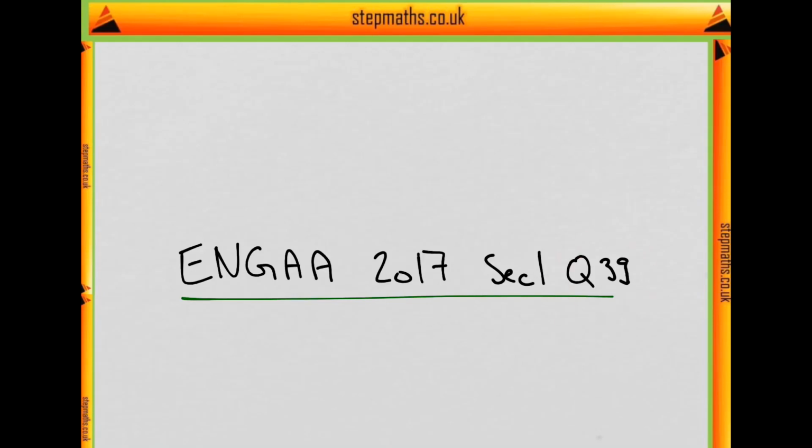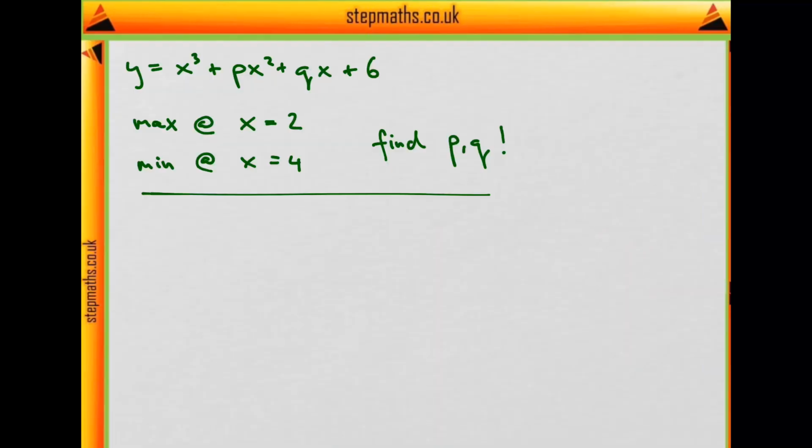This is question 39 from the 2017 exam. In this question, we are given a cubic polynomial with two unknown constants, p and q, which we have to determine using the fact that this function y of x has a maximum at x equals 2 and a minimum at x equals 4.